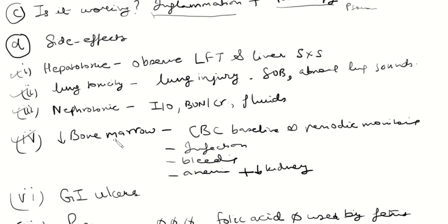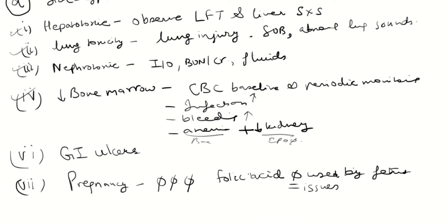And then with bone marrow suppression, if the white blood cells are suppressed, they may have increased infection. If platelets are suppressed, increased bleeding. If there's anemia, that's also an issue because the RBCs are less. So remember, the kidneys are negatively impacted, which means erythropoietin is not getting produced, and then the bone marrow is also affected. So it's a double whammy when it comes to suppression of red blood cells.